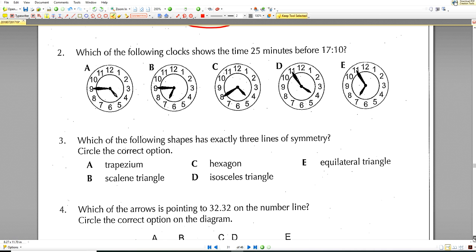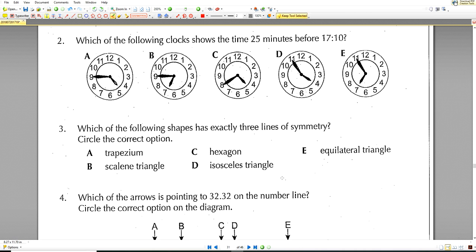Question number 2. Which of the following clocks shows the time 25 minutes before 1710? If you have 1710 and you minus 10 minutes first of all, that will take us to 1700 hours. And we've still got another 15 minutes to take away. So 1700 minus 15 minutes will give us 1645.